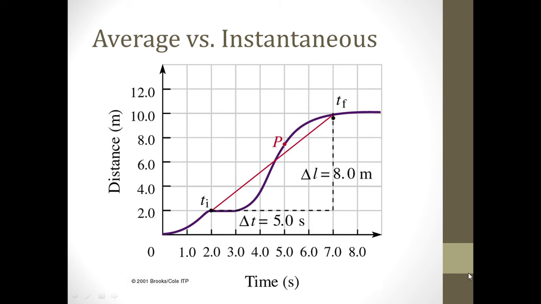But the instantaneous speed is changing. So if you look at this graph, the slope is constantly changing. For the first second, the slope is 0. And then it increases, reaches a maximum, and then curves back down. So the slope, or the speed, is actually changing as we're moving forward.